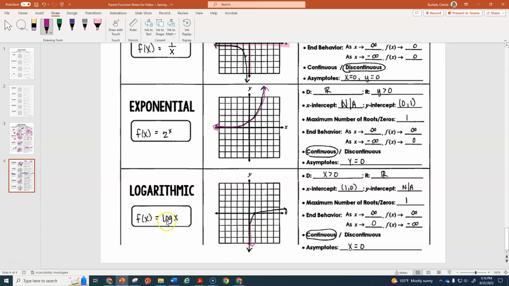The equation is super weird for this one. It's literally the word log with an x beside it. Again, I don't expect you to understand that, but I do expect you to know the name. I expect you to be able to recognize that parent function and recognize the graph. All of these little pieces over here, you should be able to associate with the name and the graph.